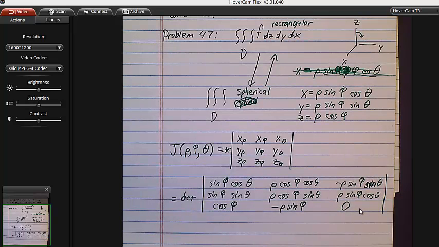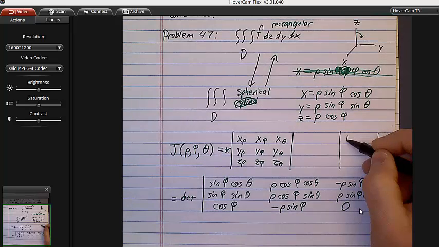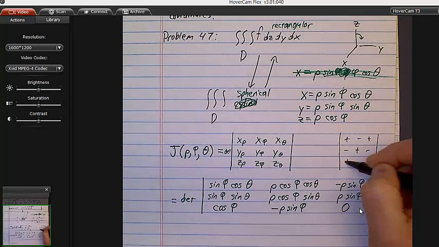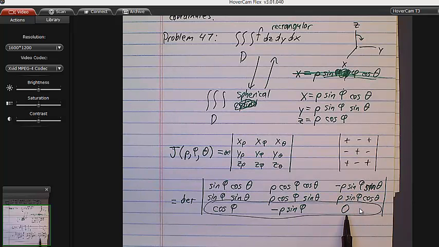So I need to take the determinant of this matrix. And what I do is I pick a row or a column and I move across, finding what are called the cofactors and following this checkerboard pattern. So I need to pick a row or a column to move across. And I choose row 3. Why? Because there's a 0 there. I guess I could have chosen column 3 also, but I chose row 3 because these things are nice, easy things to do.